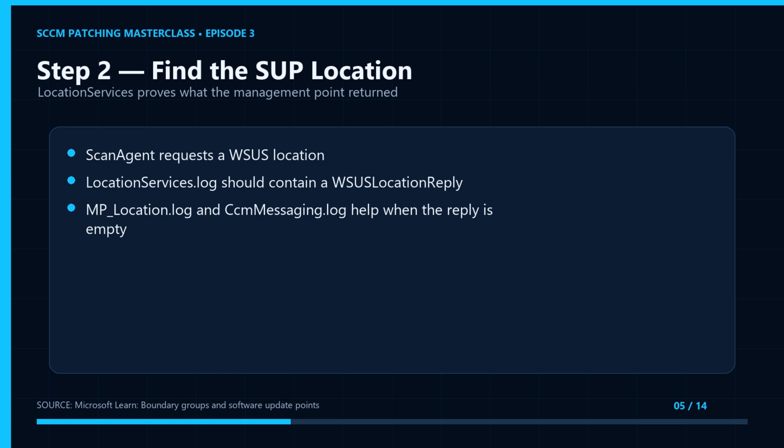Current Configuration Manager uses boundary groups to let new clients find software update points and to control fallback. Verify that an available software update point is associated with the relevant boundary group. Existing clients normally keep their last known good software update point until it fails and fallback behavior applies.